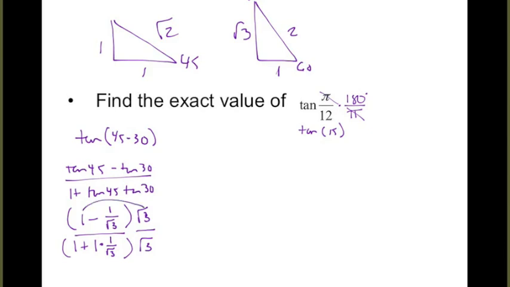So then we're going to distribute on the top. That gives me square root of 3 minus 1. And distribute on the bottom. That gives me square root of 3 plus 1. Where did the square root of 3 come from? I'm choosing to multiply that by that because that's the denominator of the little fractions inside of there. So it will get rid of the little fractions then.